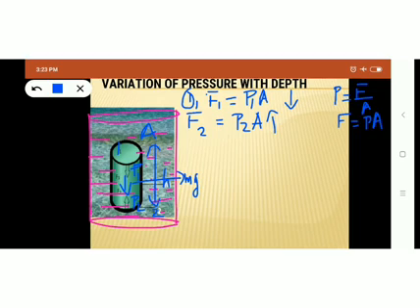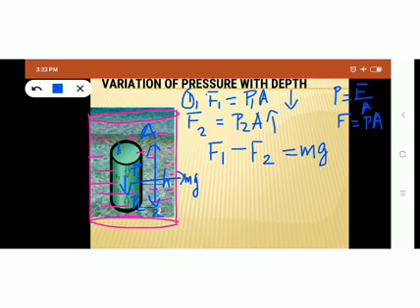And the fluid is at rest because the fluid is inside a container. Hence, the net force acting on the cylindrical element will be equal to the weight of the cylindrical element. So, what will be the net force acting on the cylindrical element? It is F1 plus F2. But since F1 and F2 are acting in opposite directions, we can write F1 minus F2. This is the net force, and that will be equal to the weight of the cylindrical element, which is mg.